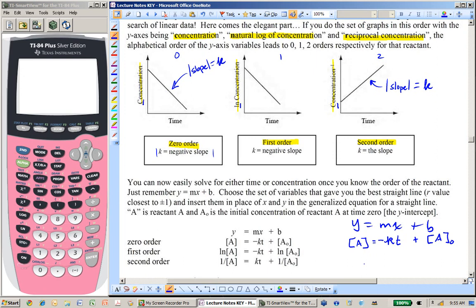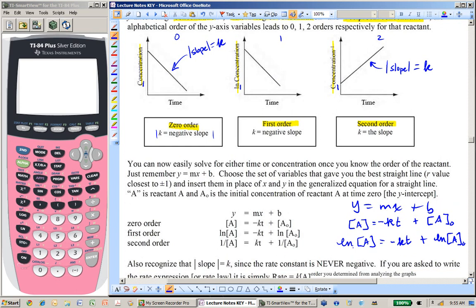Same song, second verse. What did we graph on the middle graph? We graphed the natural log of A. So if you want to know what that is at any moment in time, that's also going to be equal to minus kt, because it has a negative slope. But my calculator would tell me that. I don't have to memorize it, but you can if you want to. Plus the natural log of the concentration at time 0. And then finally, for the reciprocal one, that's going to be 1 over A, or A to the minus 1 if you like that better. And that's going to equal kt, because it does have a positive slope.